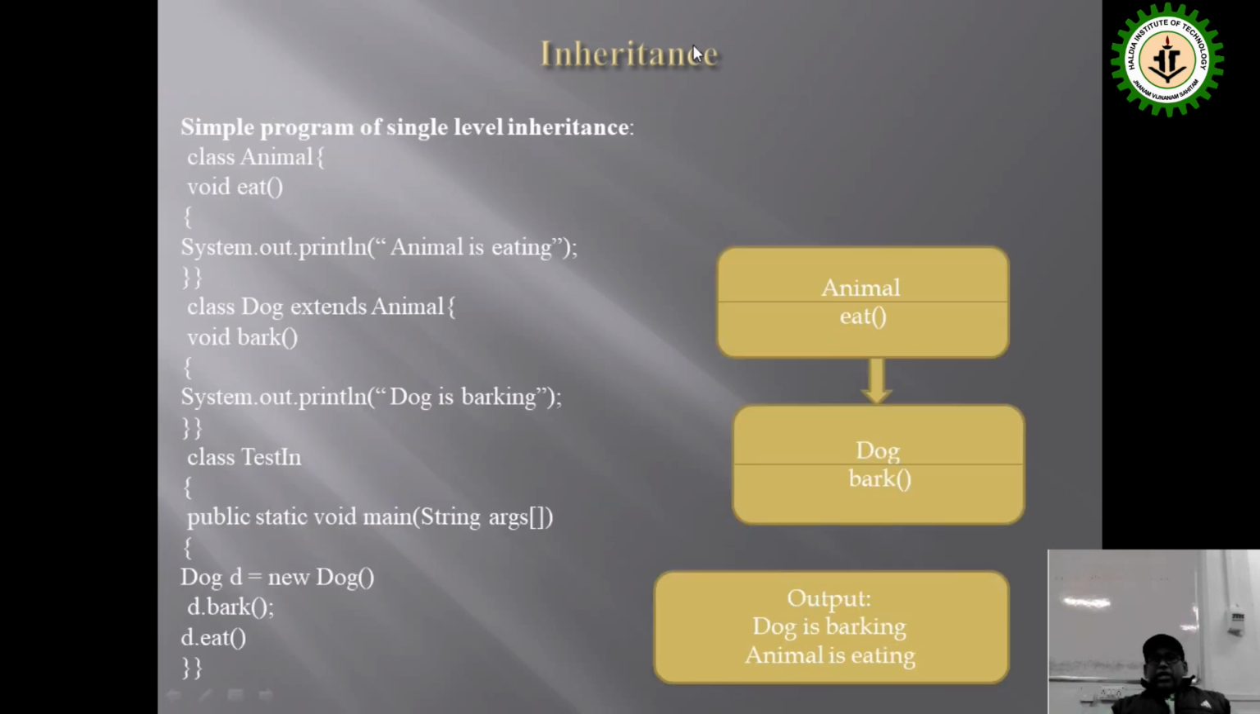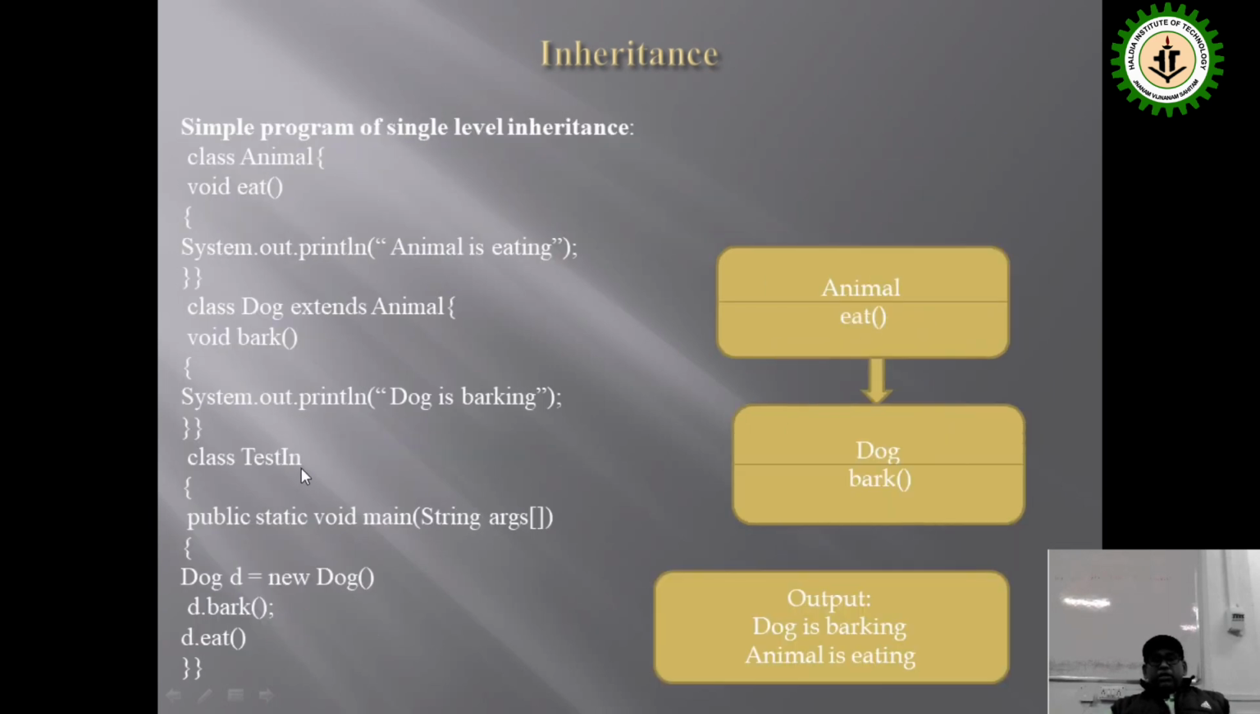This is single level inheritance. Now a program on single level inheritance. Animal is the parent class. It has a method eat, which prints "Animal is eating". Now, dog is an animal, so dog is the child class. It has some method, say void bark. Class Dog extends Animal. Bark is the method of the dog class, meaning the child class, which prints "Dog is barking".